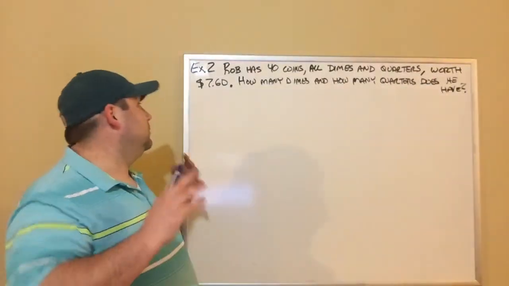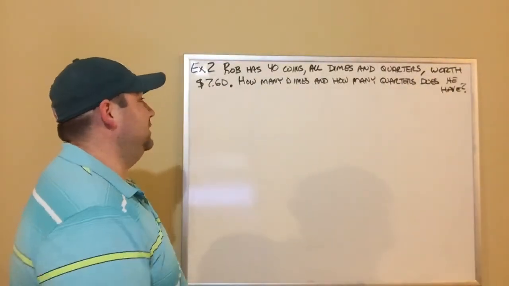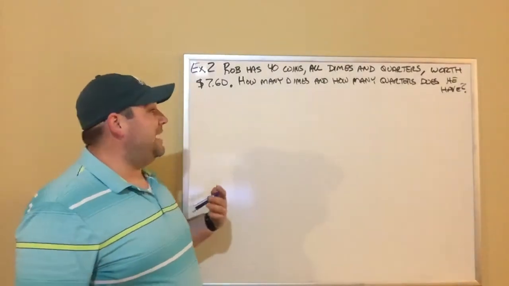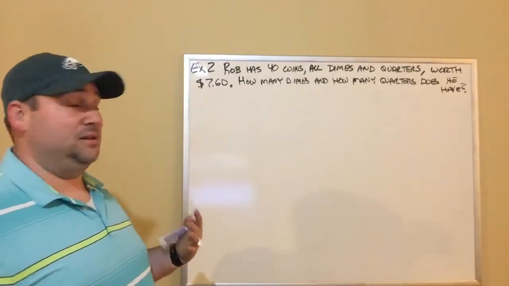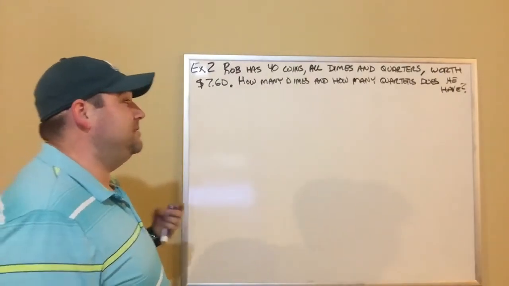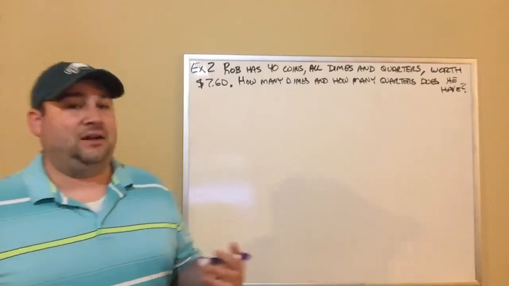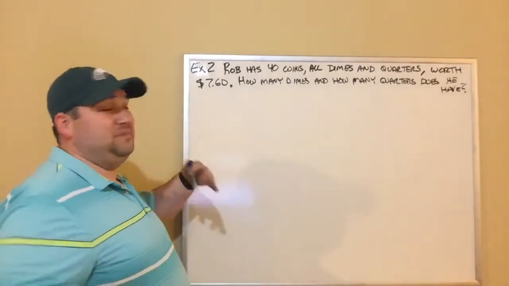All right, pre-algebra. We're back with example 2 here. Example 2 says Rob has 40 coins, all dimes and quarters, worth $7.60. How many dimes and how many quarters does he have? Now this one you could actually figure out with guess and check. It really might not take you too long.